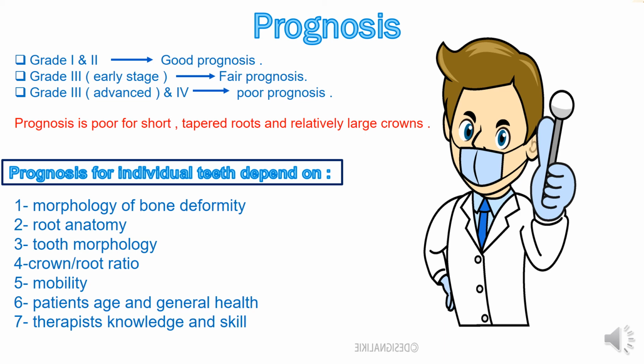Prognosis for individual teeth depends, of course, on the morphology and anatomy of the tooth and root, morphology of the bone deformity, crown-root ratio, mobility, patient's age and general health, and therapist knowledge and skill.